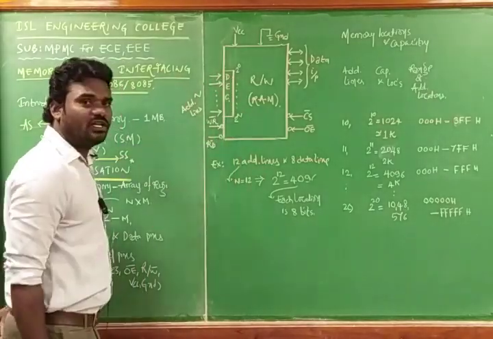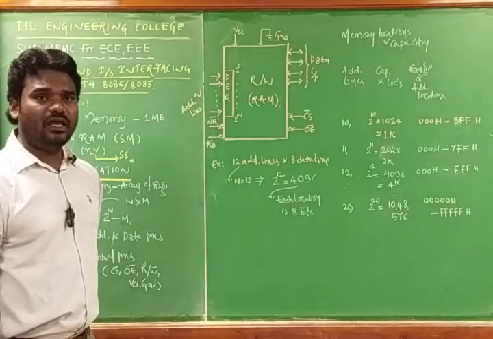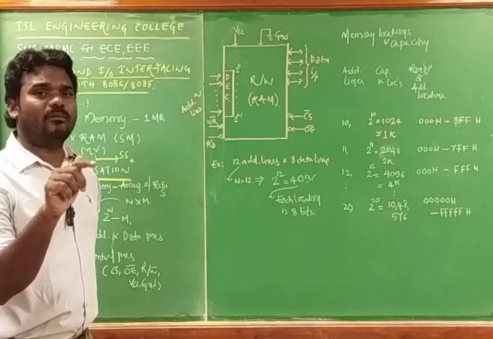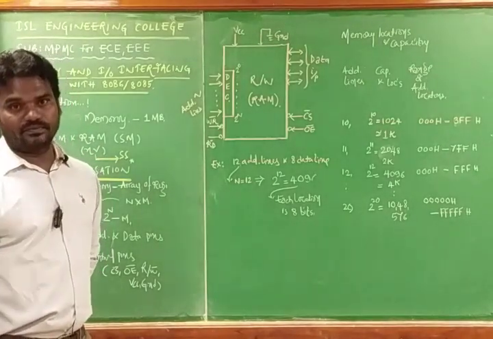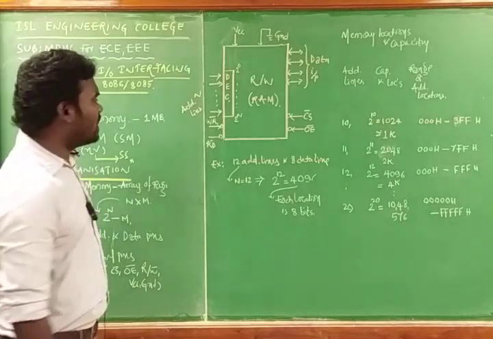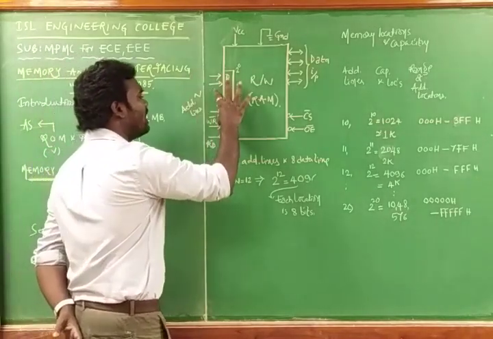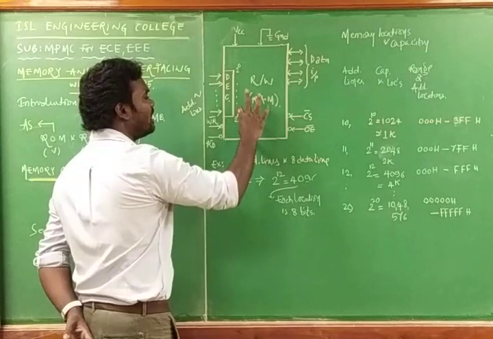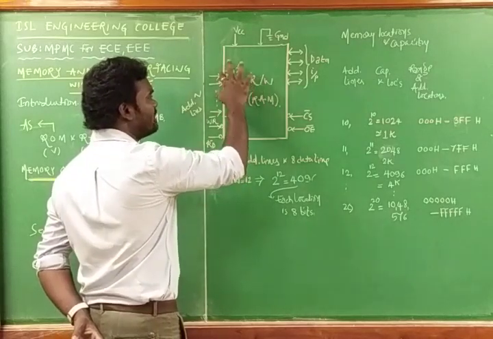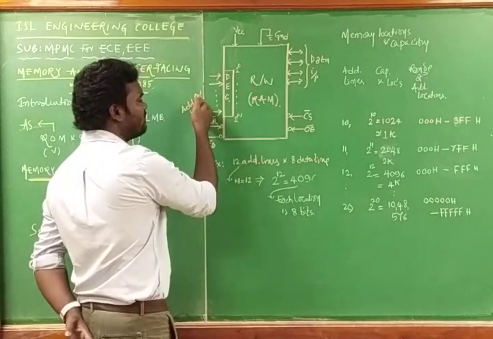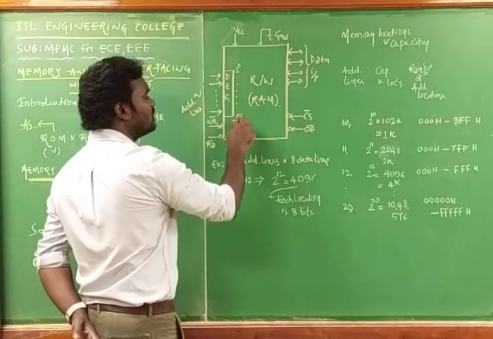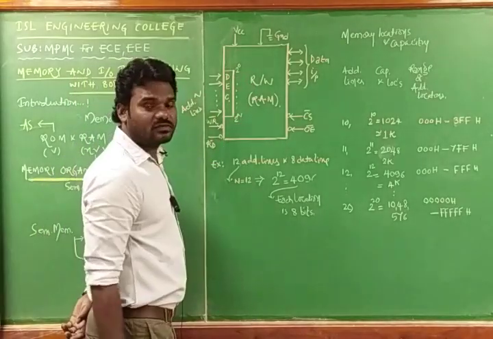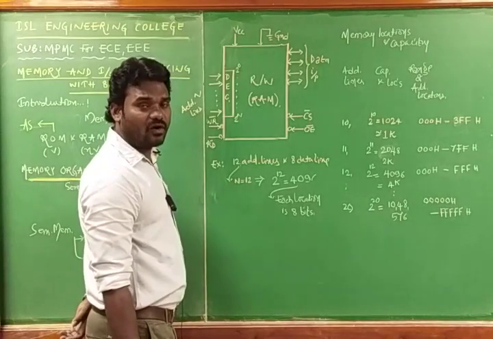What is the function of the decoder? What is the size of the decoder? If the inputs are n, then the number of output lines from the decoder will be 2 power of n. Here we are giving n number of address lines to the decoder, so the output of the decoder will be 2 power of n lines.